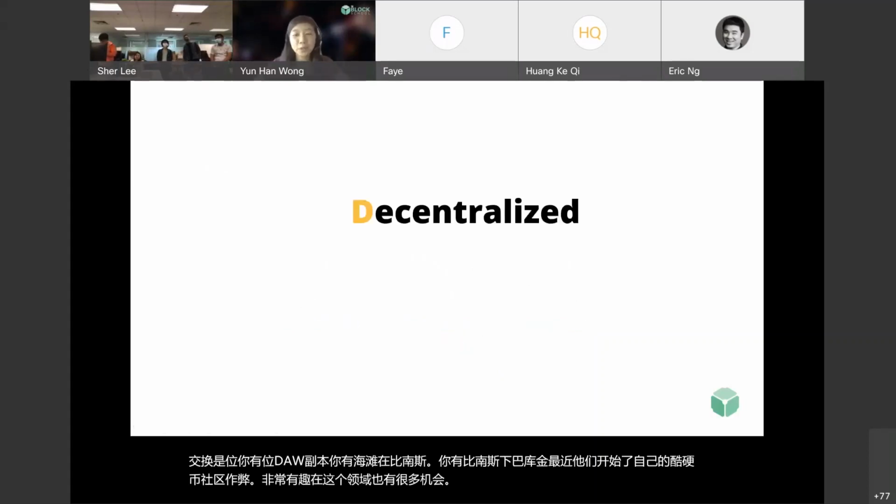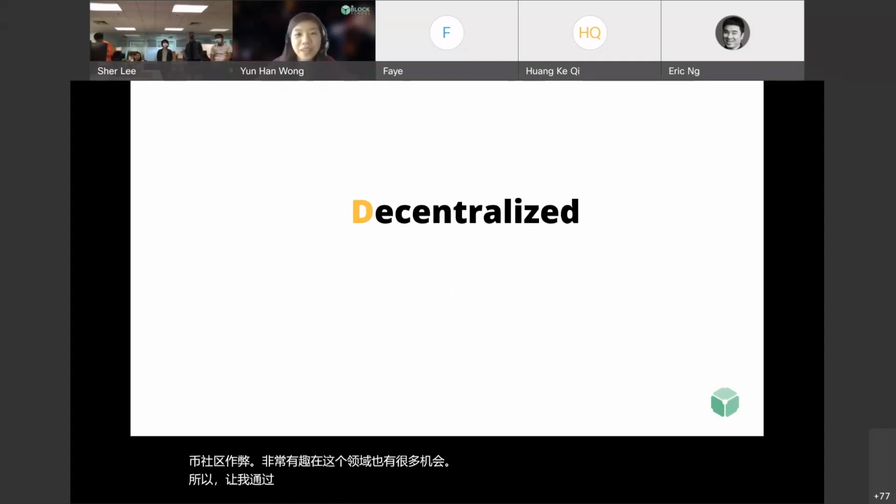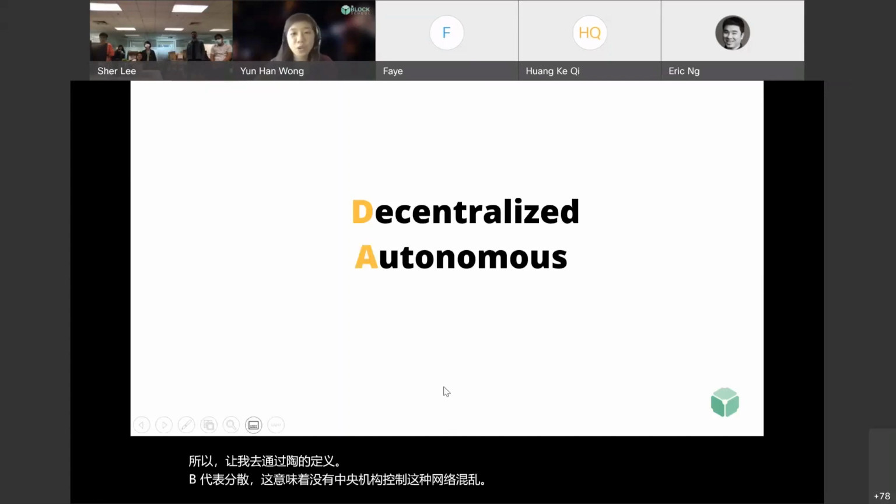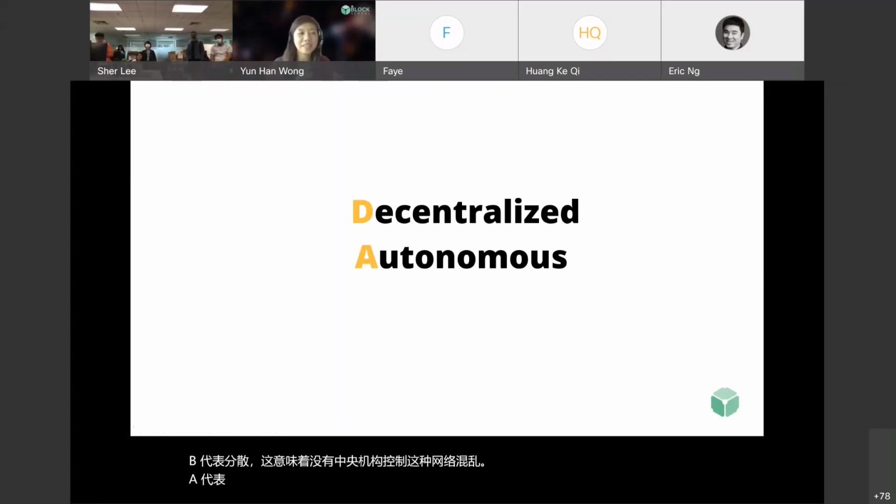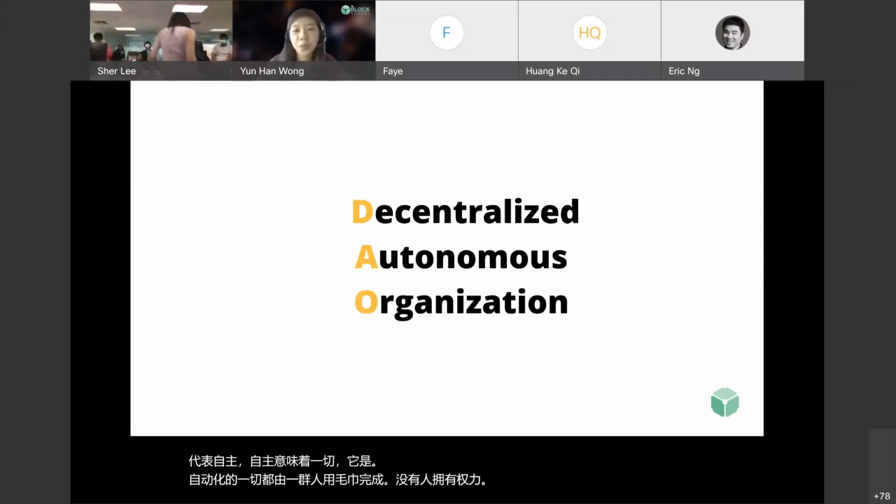So now let me go through the definition of DAO. D stands for decentralized, which means no central authority controls this network, this organization. A stands for autonomous. Autonomous means everything is automated, everything is done by the group of people in a DAO. No one person hold the power. And what is O? O stands for organization. So DAO stands for decentralized autonomous organization.